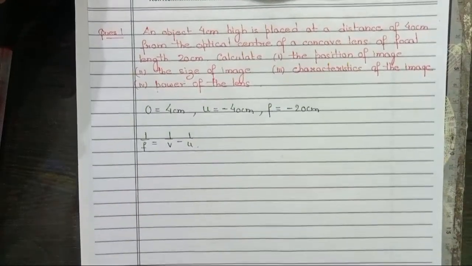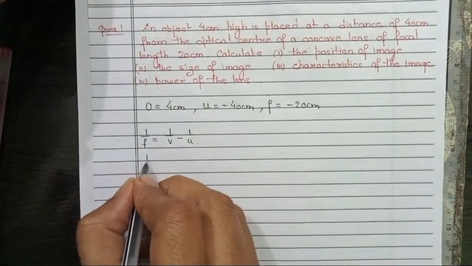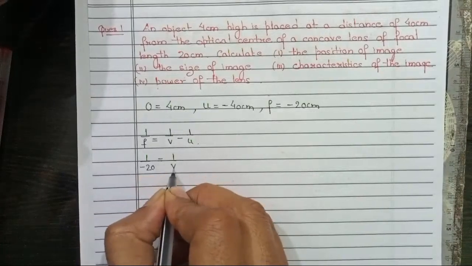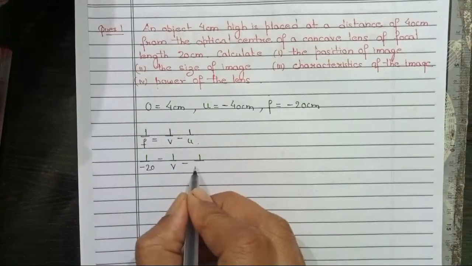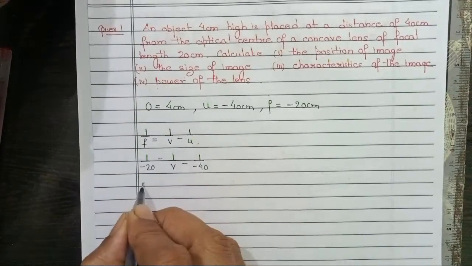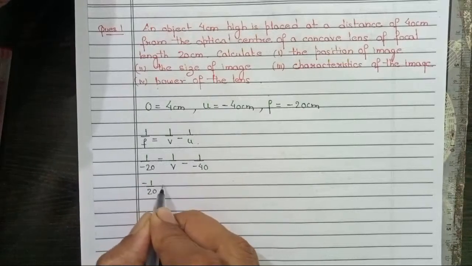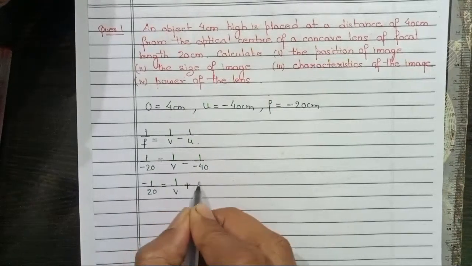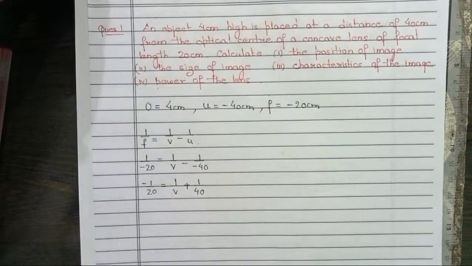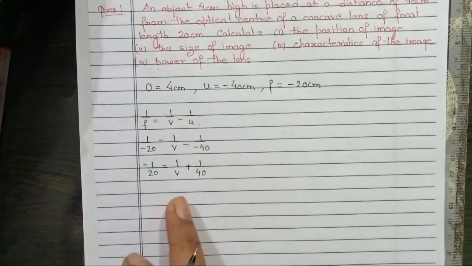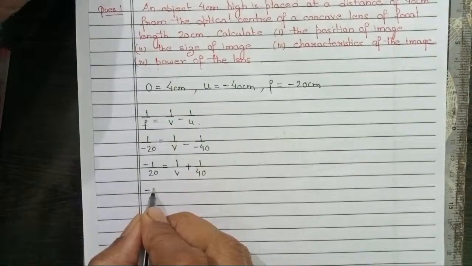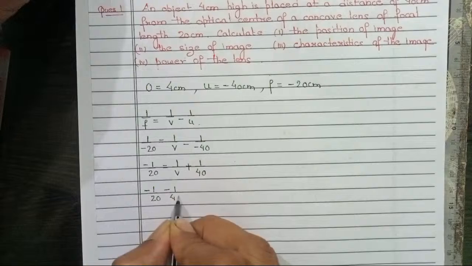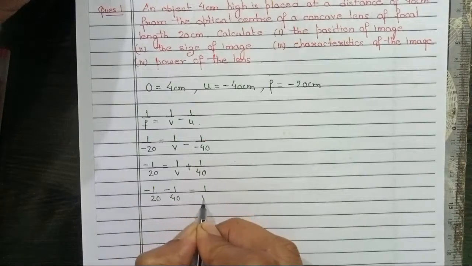So in place of f, it will be minus 20. v we have to calculate, and u is minus 40. So this will be minus 1 upon 20 is equal to 1 upon v, and this will be plus 1 upon 40. Now this plus 1 upon 40 will be subtracted. So this will become minus 1 upon 20 minus 1 upon 40 is equal to 1 upon v.